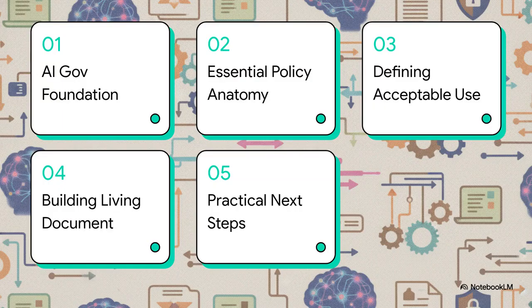So here is our roadmap for this explainer today to demystify creating a comprehensive AI governance policy. 1. The AI Governance Foundation. 2. Essential Policy Anatomy. 3. Defining acceptable use. 4. Building a living document. And 5. Your practical next steps.